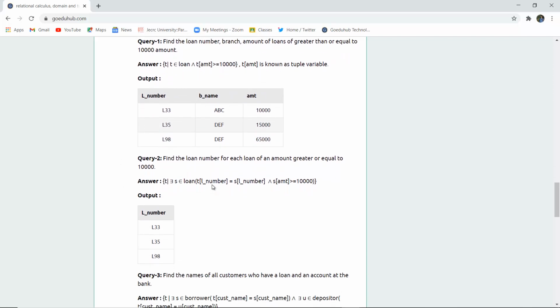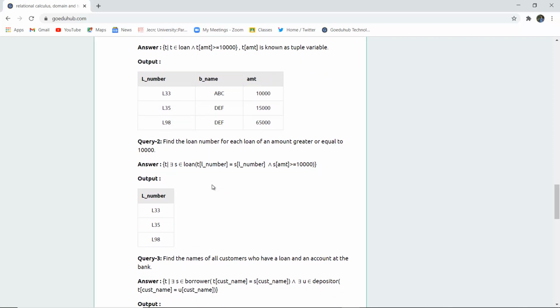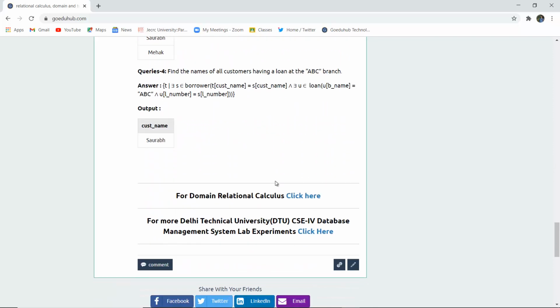Similarly, there are other examples. Find the loan amount for each loan where the amount is greater than or equal to 10,000. So this is the query for greater than or equal to. For other queries, you can refer to the tutorial mentioned on the website.